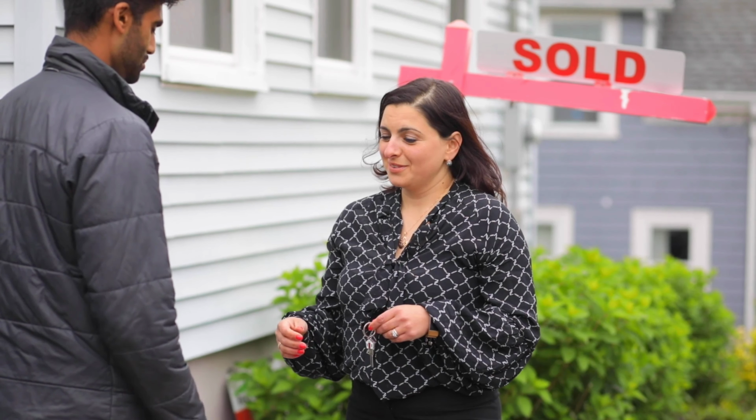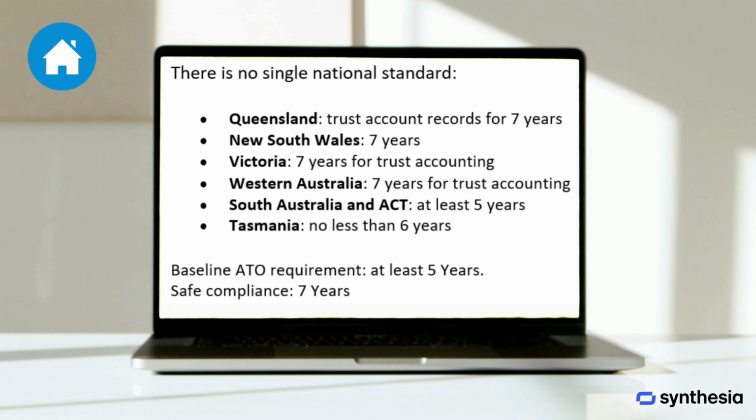It's very important to never delete property data. In Australia, there are data retention requirements you must follow. For tax purposes under ATO guidelines, records should be kept for at least 5 years. However, legal obligations for agents vary by state and can range from approximately 5 to 7 years. As a best practice, it's recommended to keep records for 7 years to ensure full compliance.